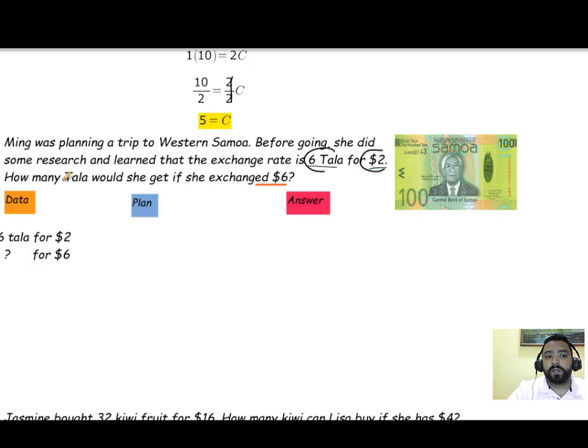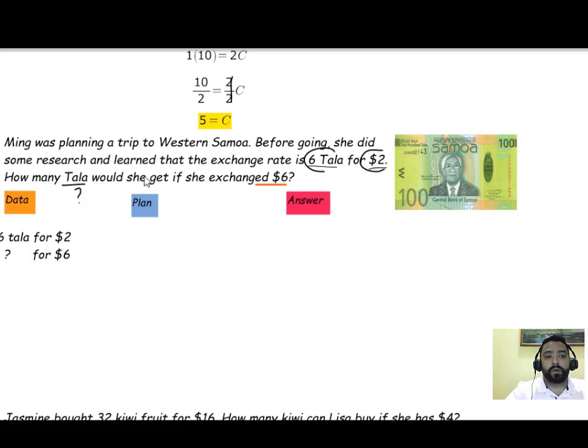And then the question is how many talas? So this one is going to be our missing value, our variable. Will she get if she exchanged $6? So we have 6 tala for $2. We don't know how many talas with $6. So we write this data here, 6 tala for $2, and the quantity of tala for $6.